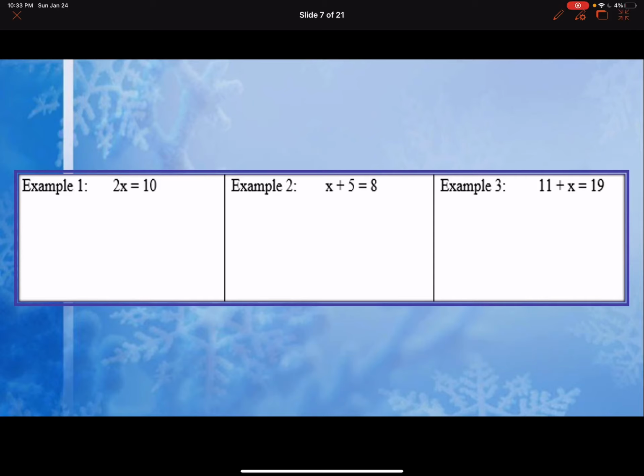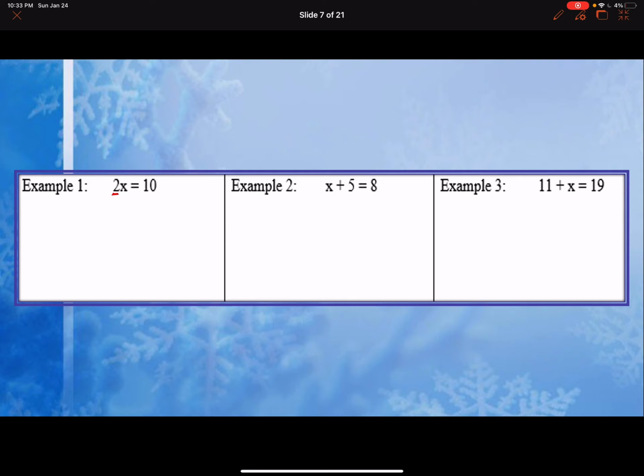Remember, the way to solve any equation is you're trying to get your variable on a side by itself. So what you need to do is identify what constant or coefficient is standing in the way of your x, in this case, being on a side by itself. For example 1, we can see that there is a 2 attached to our x.